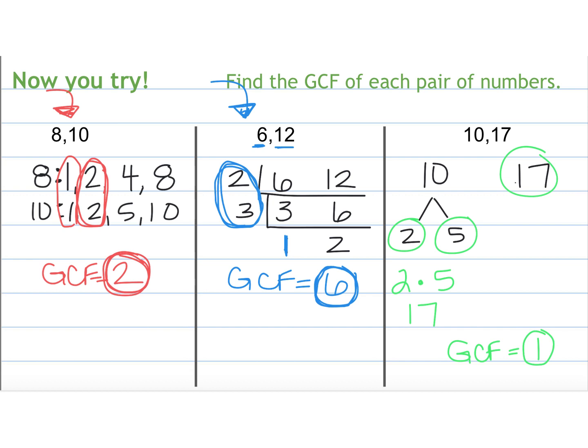And then lastly, we have 10 and 17. Our GCF is just 1 because they have no common factors. So for 10, the factors are 2 and 5, and then 17 is prime. So we know that the factors of 17 are 1 and 17. And so because there's nothing here that they have in common, the GCF is just 1.